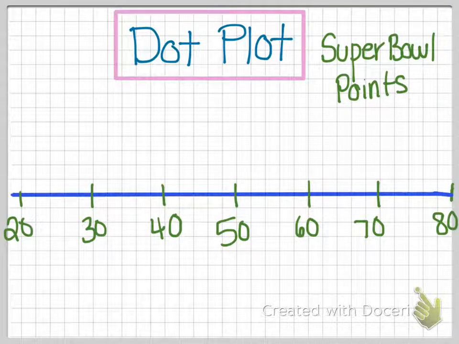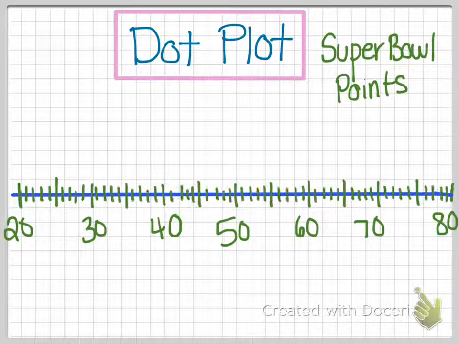So what we're going to do is, if 20 points were scored in a Super Bowl, we're going to put a dot over 20. So that means I need to have 21, 22, 23, 24, 25, 26, 27, 28, 29, and 30. So I'm going to go through and put in each of my tick marks. Okay, so here I have it. I have them all labeled out.